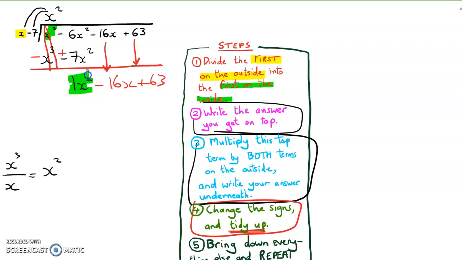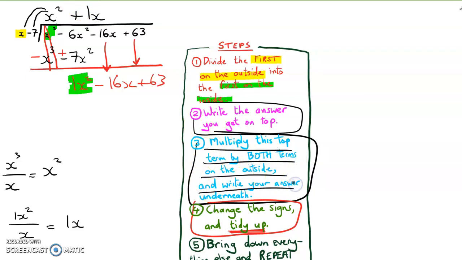This time this is the first thing on the inside. So 1x squared divided by x will give you 1x. Put your answer up there and write your answer on top. Now multiply that by both terms on the outside, so I've got to multiply this by here and by here. So 1x by x is 1x squared, and 1x by minus 7 is minus 7x. Change the signs, so that becomes a minus and that becomes a plus.